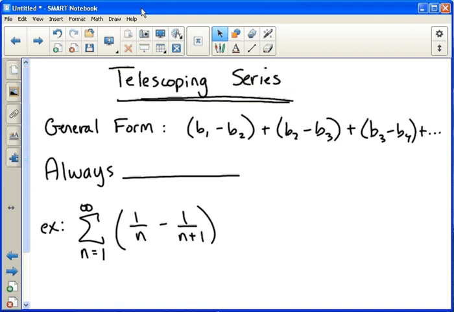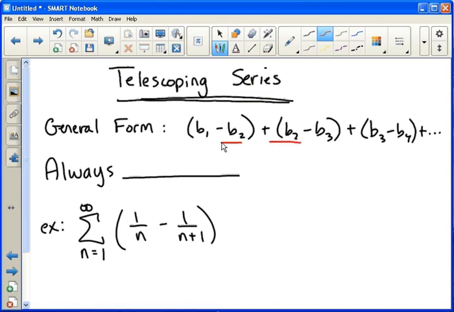Now if you look at what happens, here we have a negative b2 and a positive b2, so they just end up canceling out. And you have a negative b3 and a positive b3, and they just end up canceling out. And that pattern would continue, and everything would cancel out except for this right here.